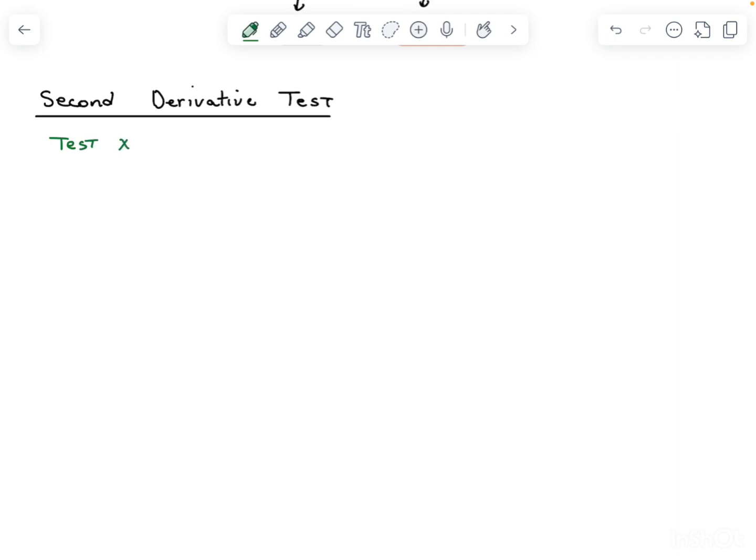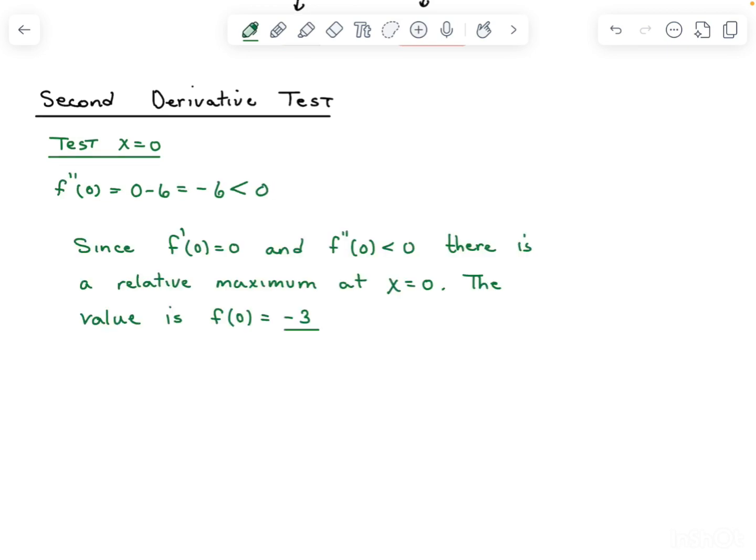I will start by testing x is equal to 0. When x is equal to 0, the second derivative is equal to 0 minus 6, which is equal to negative 6, which is clearly less than 0. By the second derivative test, we can state, since the derivative at x is equal to 0 is 0, and the second derivative at 0 is less than 0, there is a relative maximum at x is equal to 0. The value is f of 0, which is negative 3.